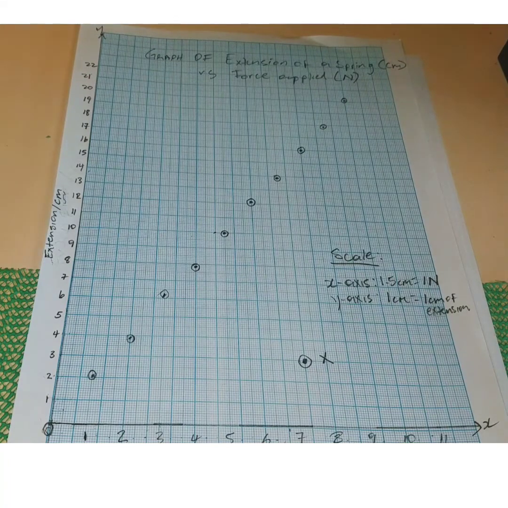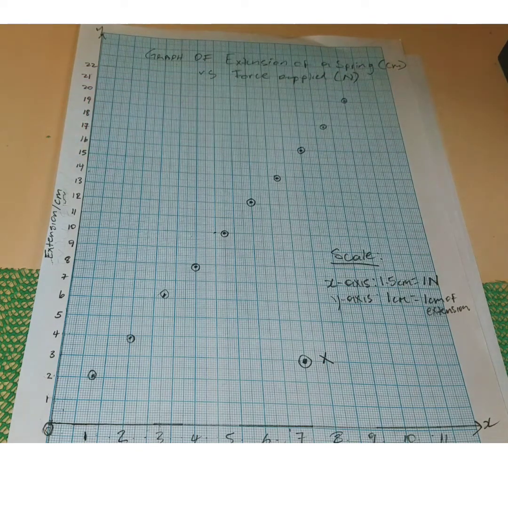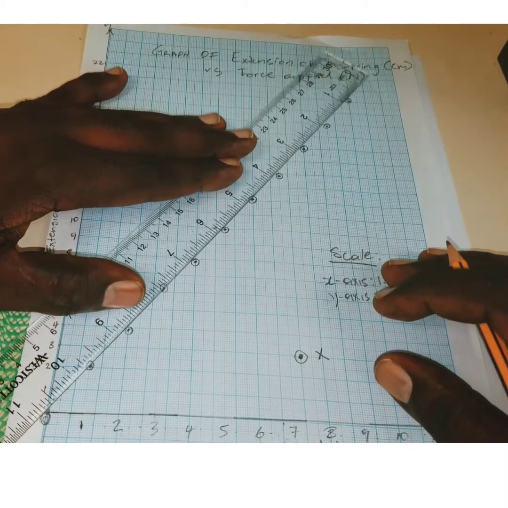Okay. So now I've finished plotting my points. Now what I need to do is draw a trend line through my points. In other words, if my points are curved, I need to draw a curve. If my points look like they're in a straight line, I need to draw a best fit line. Once you look at this, I think everyone could agree that this is a line of best fit because it looks like a straight line. So I'm going to draw a line of best fit through my points.